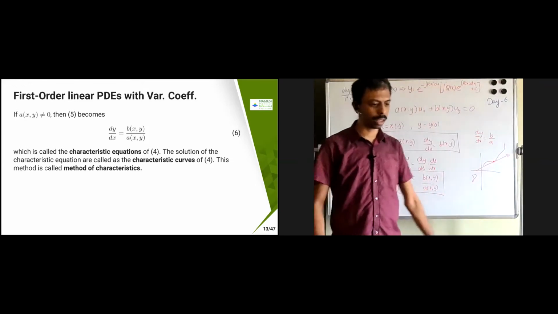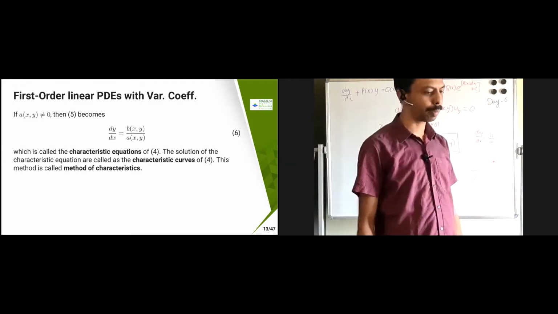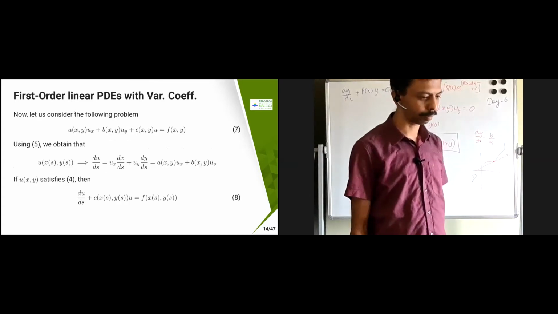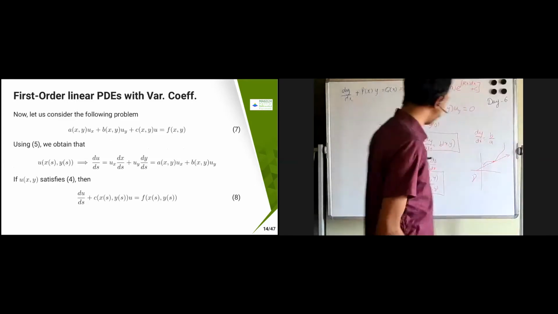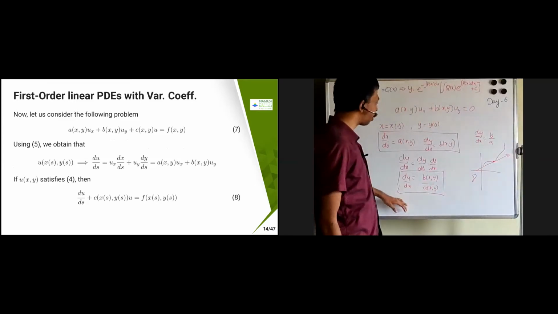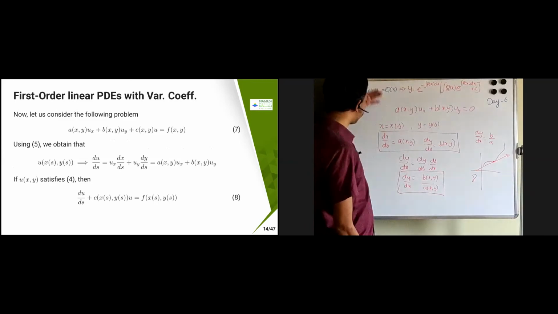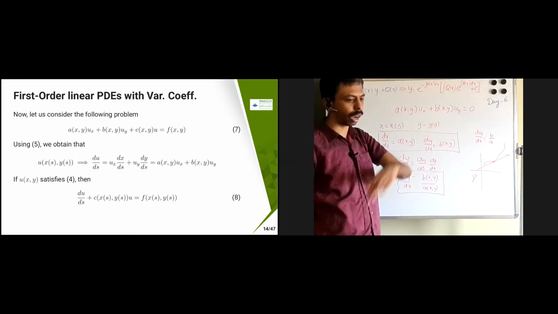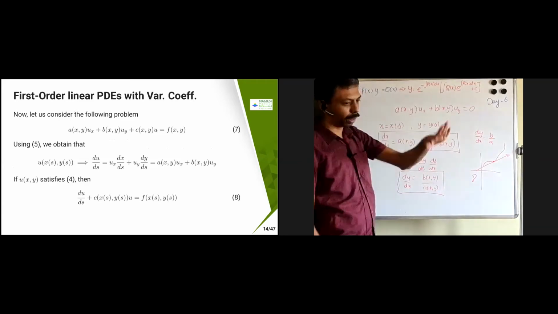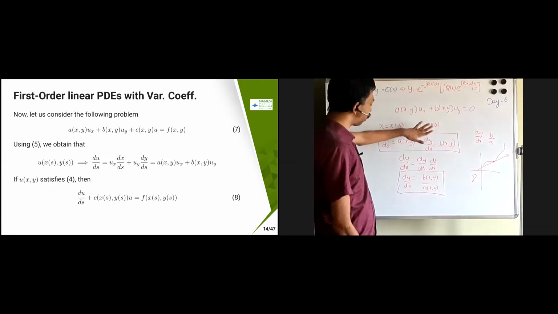So this method is called the method of characteristics. Okay, so this one is done already. Once you solve this one, you will trace this exactly the same way. I'll just solve it together for the whole problem.